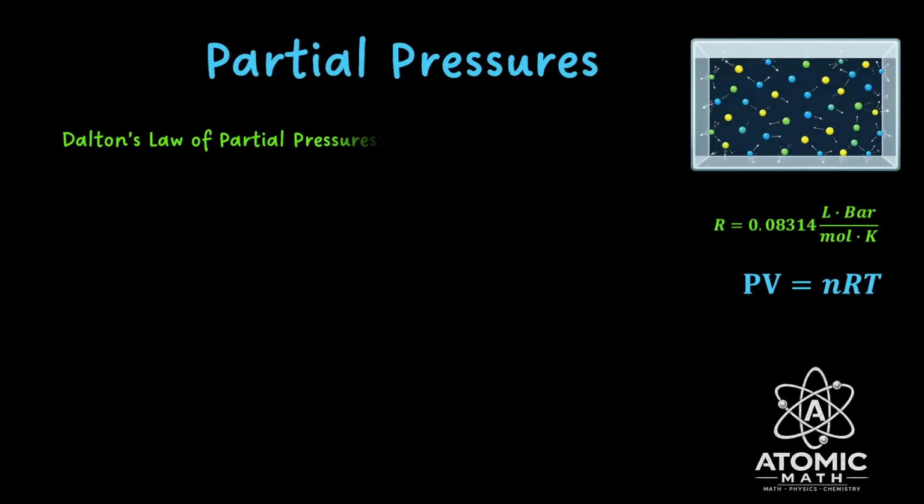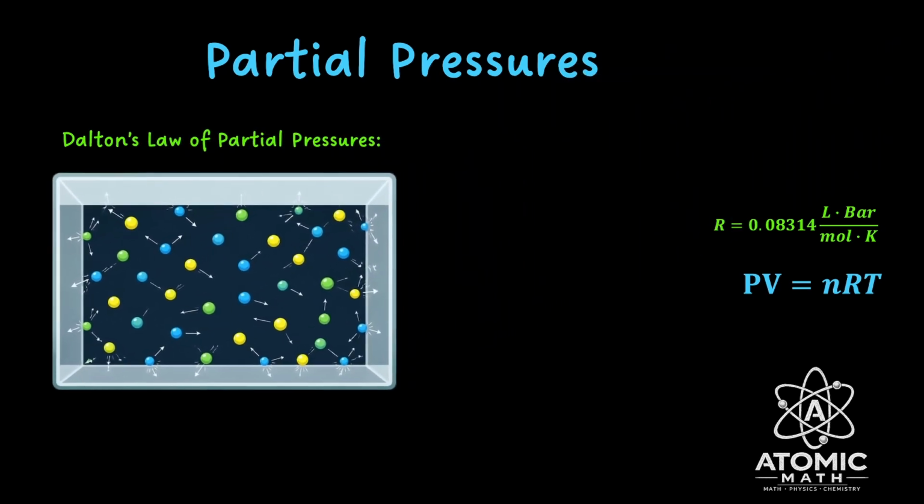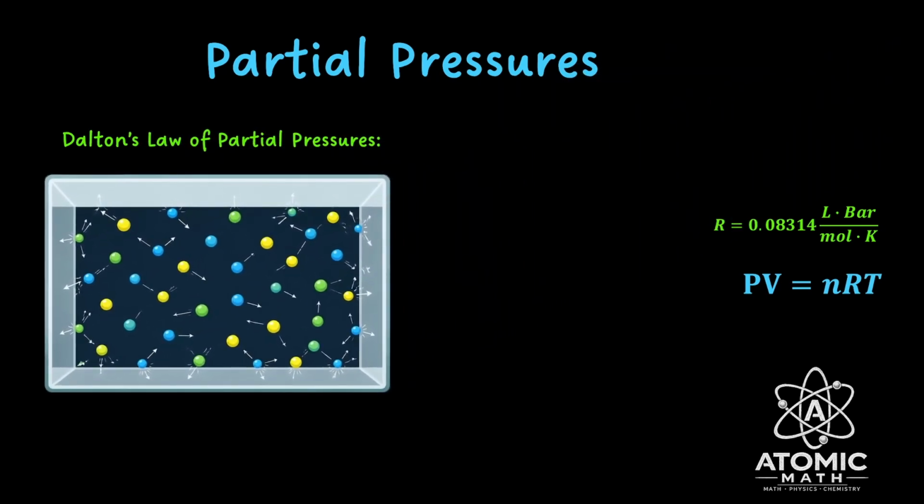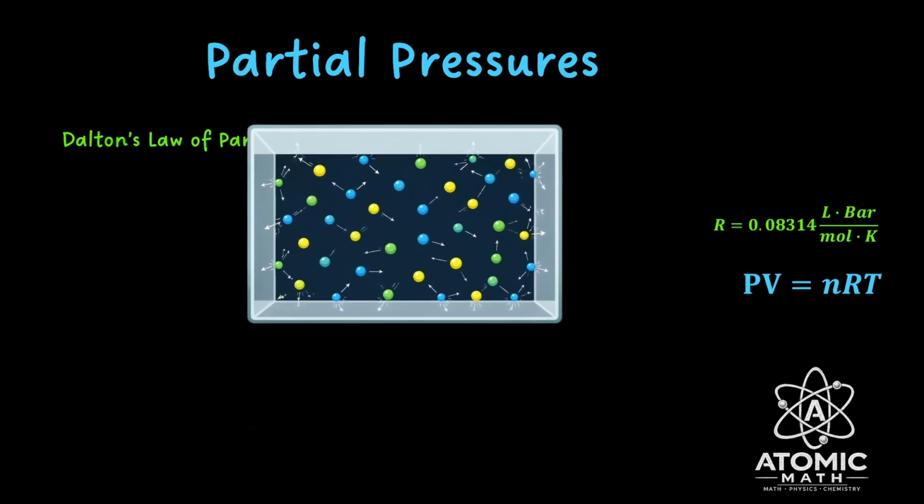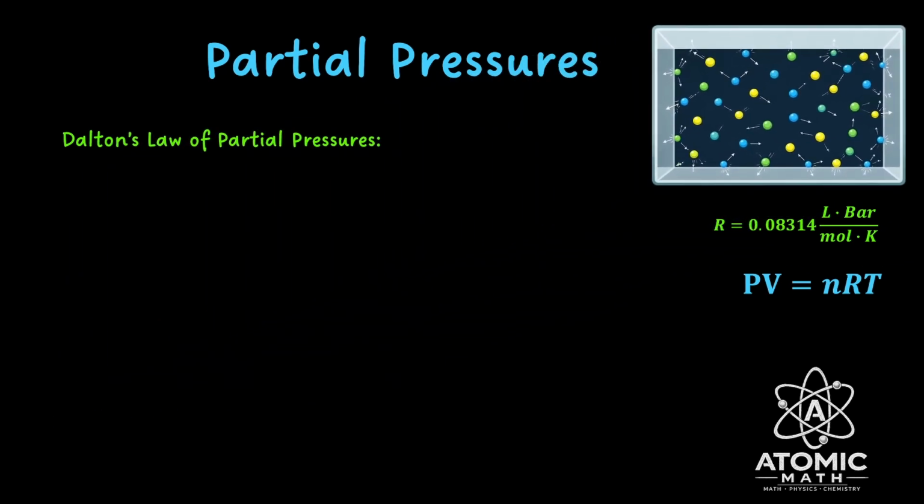We have Dalton's law of partial pressures. So let's take a closer look at our box. In this container, you can see 3 different colors of molecules. So let's call them A, B, and C. So 3 different gases, A, B, and C. So we'll put our container back. And Dalton's law says that the total pressure in the container is the sum of the pressure of the A molecules, the B molecules, and the C molecules.